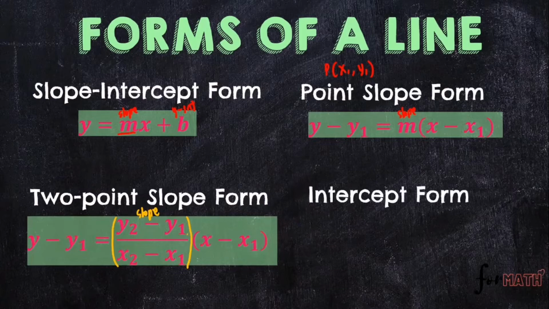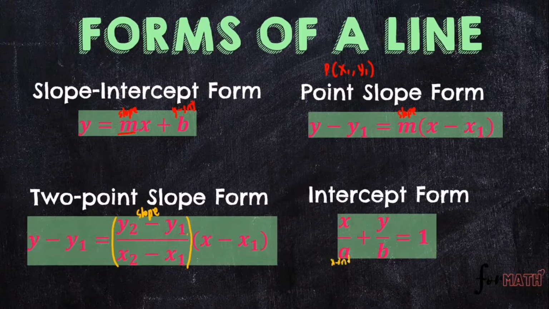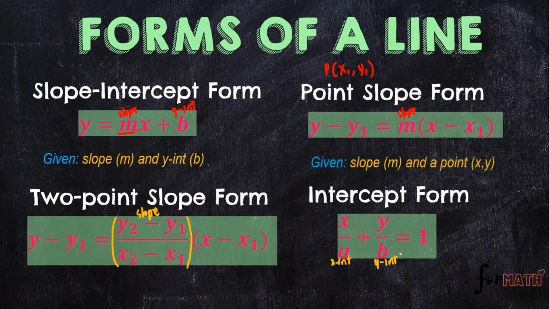So, sa intercept form naman, ang given naman po dito ay yung ating x and y intercept. Okay? Wherein yung A is the x-intercept, and then yung B is our y-intercept. Okay? So once again, kapag ang given po natin ay isang slope at isang y-intercept, ang gagamitin po natin ay slope-intercept form. Kapag naman ang given natin ay isang slope at isang point, ang gagamitin natin ay point-slope form.